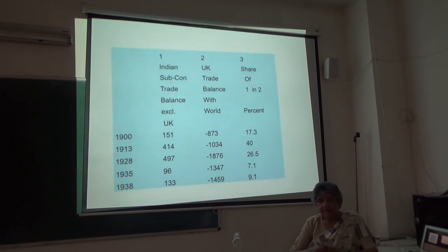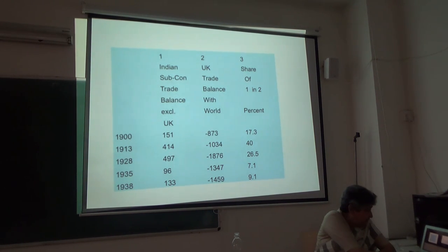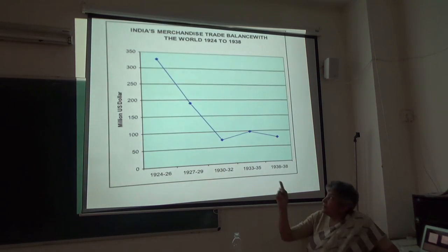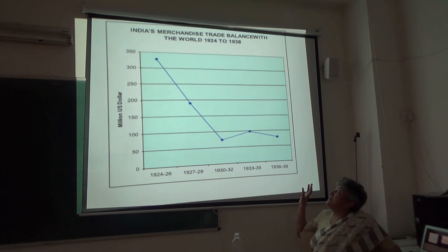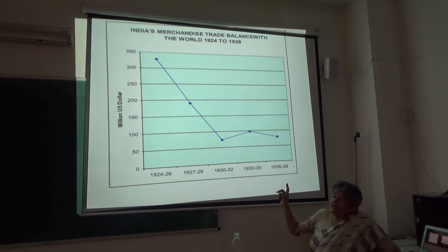Basically, the entire substructure which was holding up the imperial payment system collapses. All right? And this is what is happening between 1924 and 1938. A precipitous decline in India's merchandise balances with the world. Okay? Very sharp. Actually, there were countries which had even sharper decline.